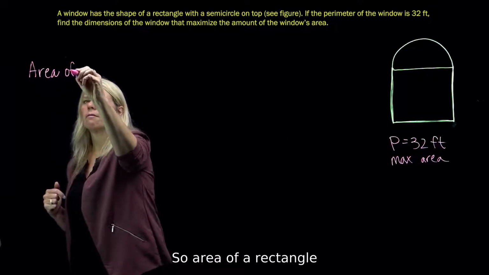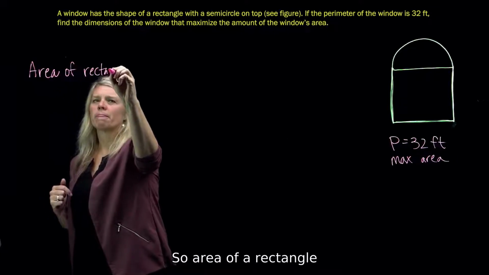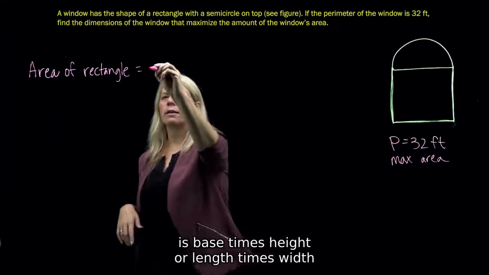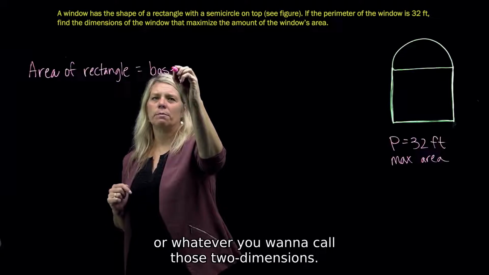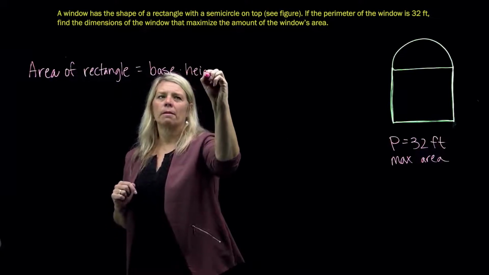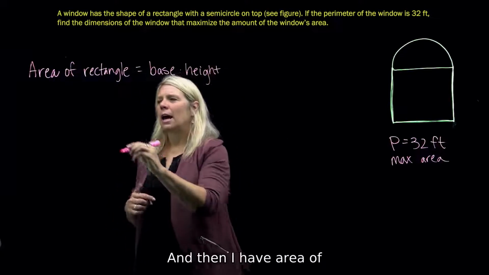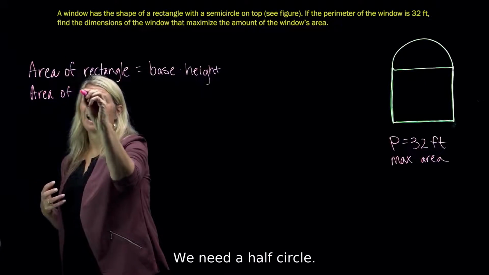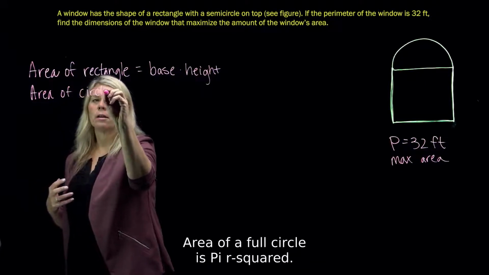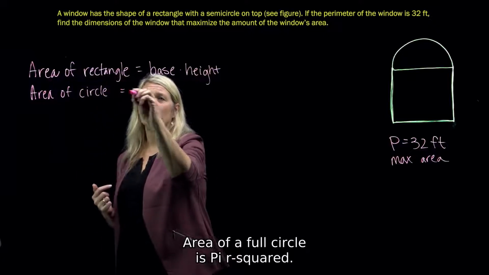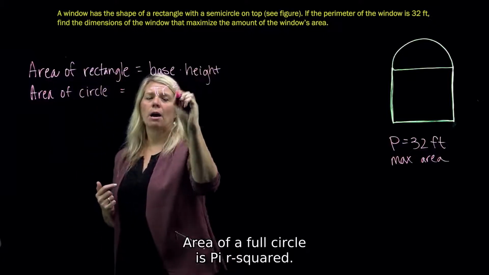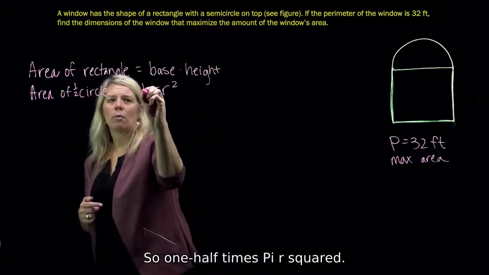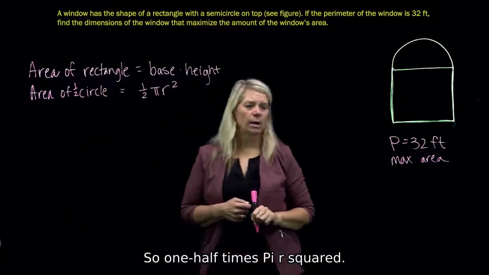So area of a rectangle is base times height or length times width or whatever you want to call those two dimensions. And then I have area of a circle, that you should probably know. We need a half circle. So area of a full circle is pi r squared. We just have a half circle here, so 1/2 times pi r squared.